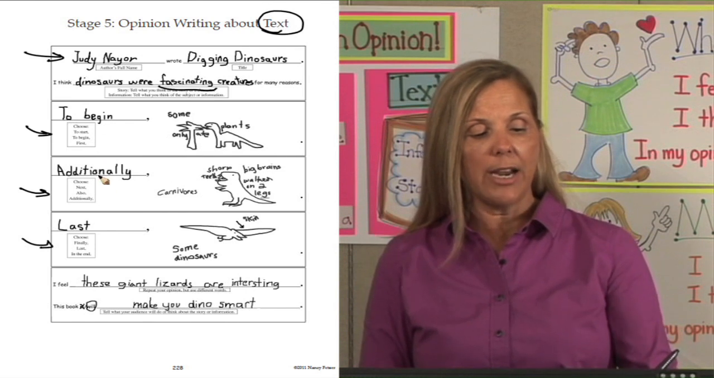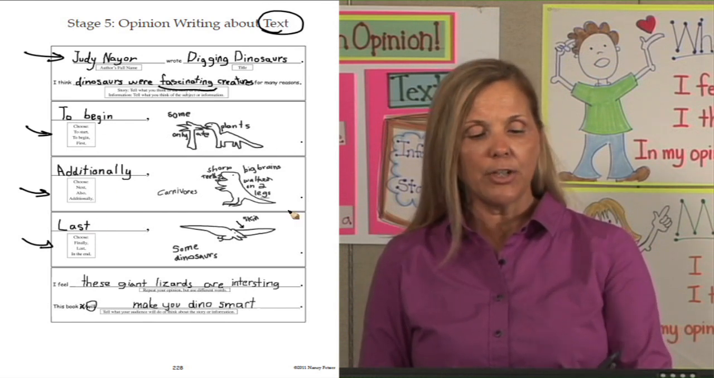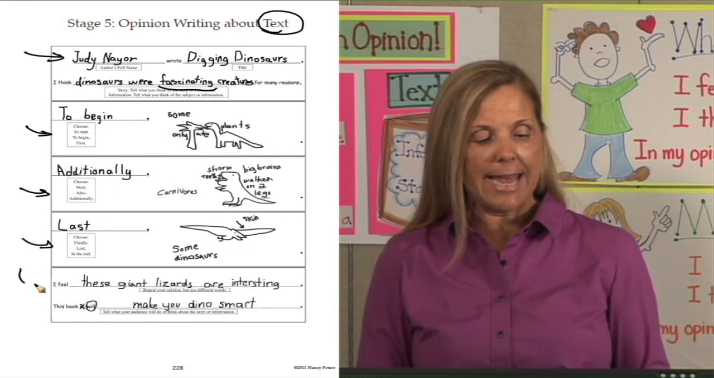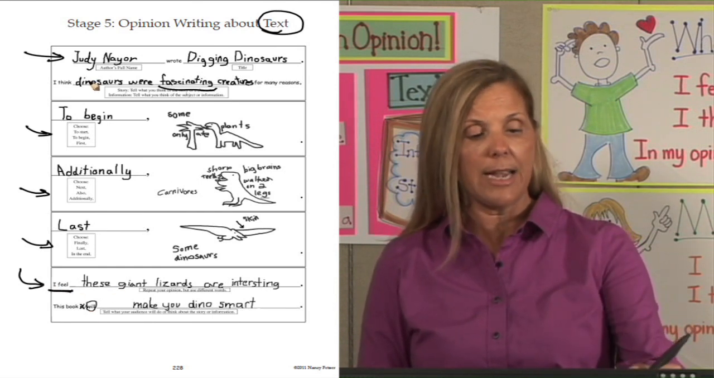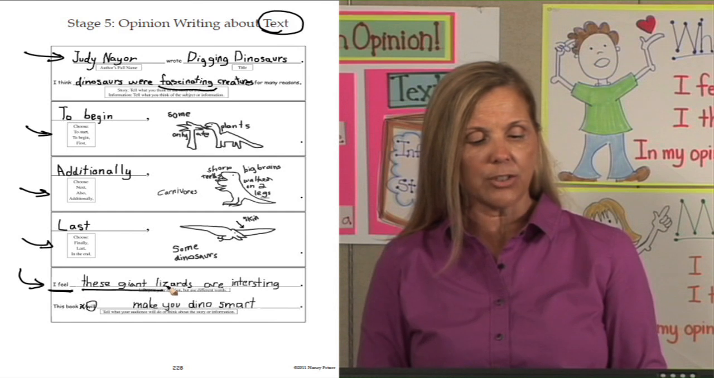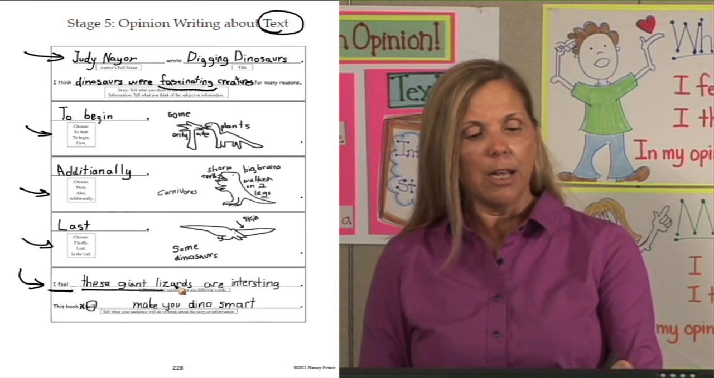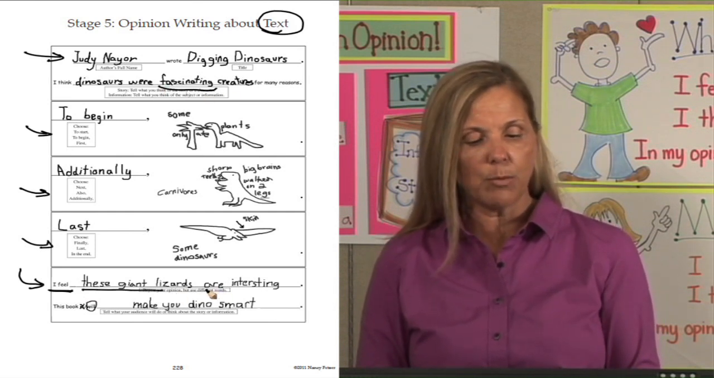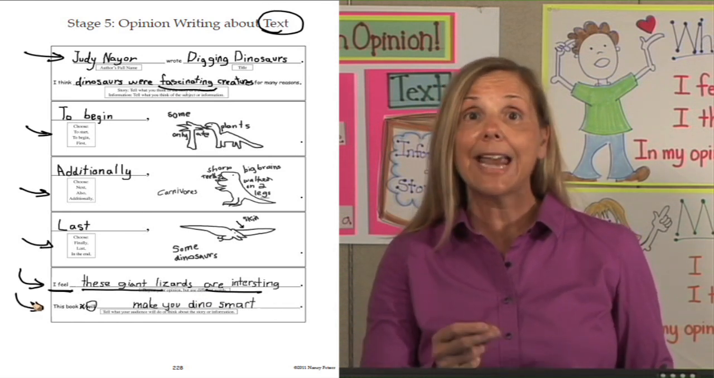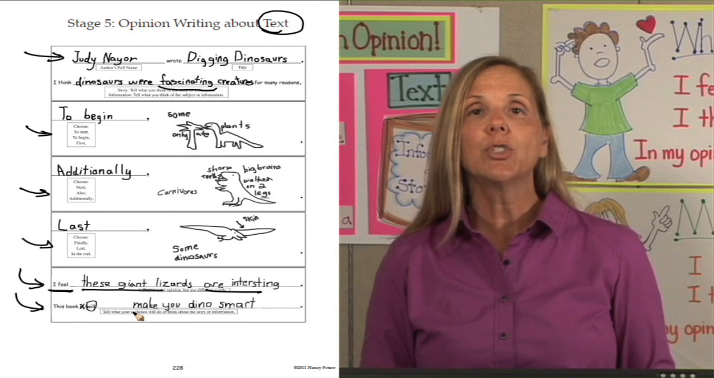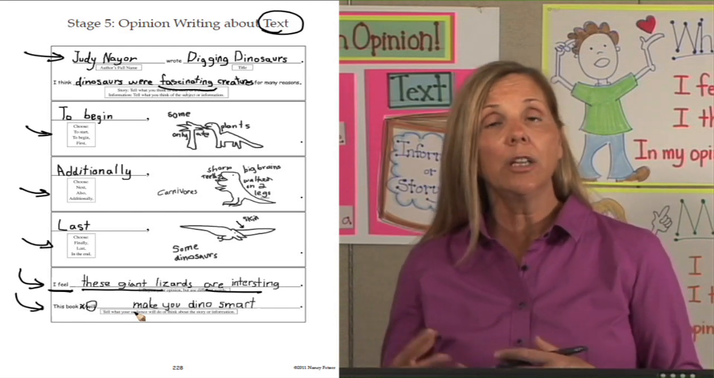They came up with their starter words. They have their sentences formed. At the end, notice they've repeated their topic sentence. Up here we had dinosaurs; they said these giant lizards. Up here were fascinating creatures; they wrote are interesting. And finally, they ended it with that snap where they use the is or will.